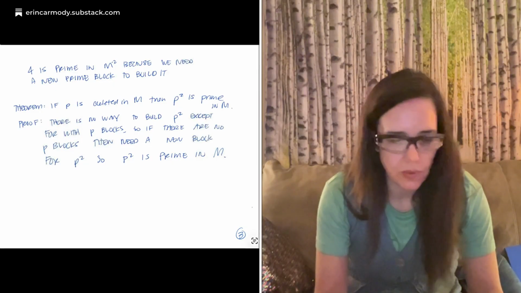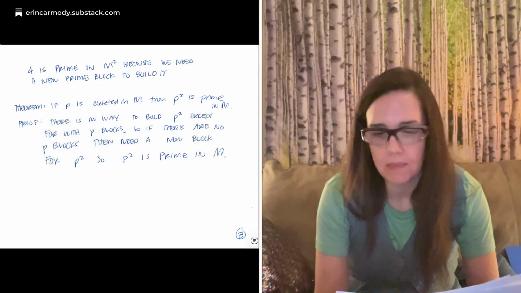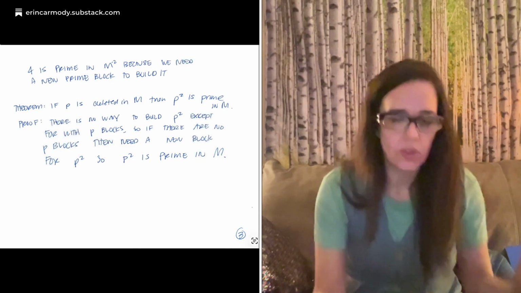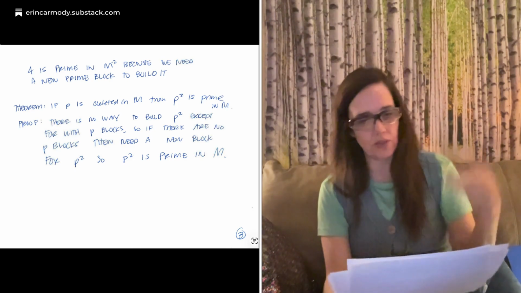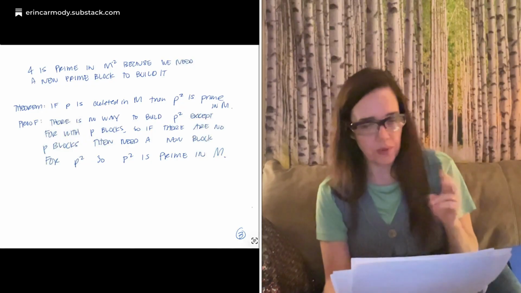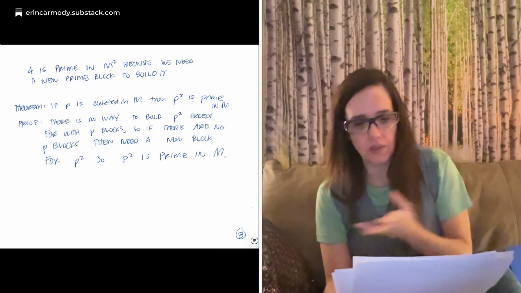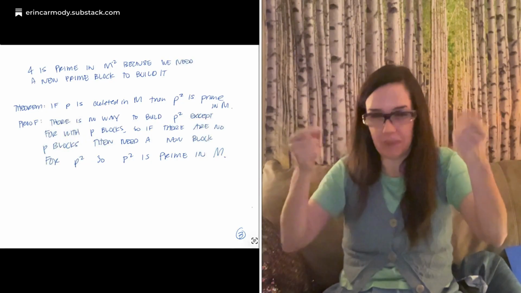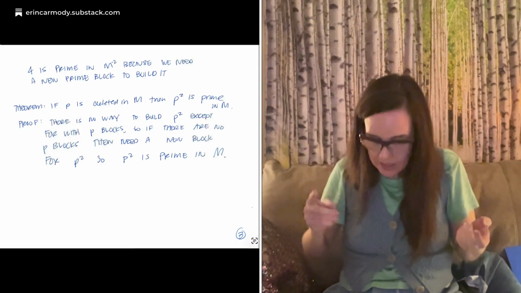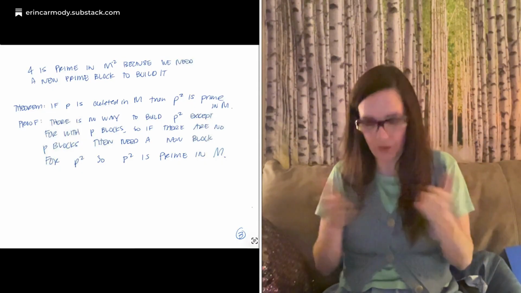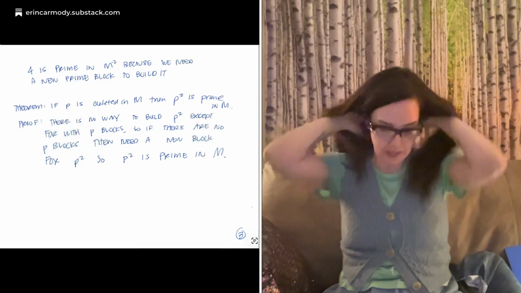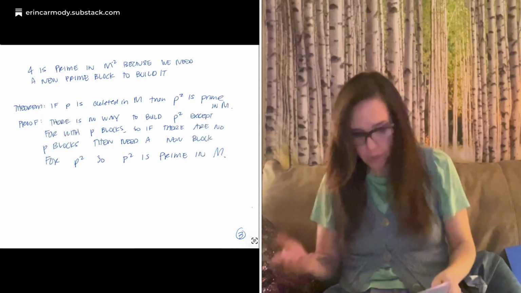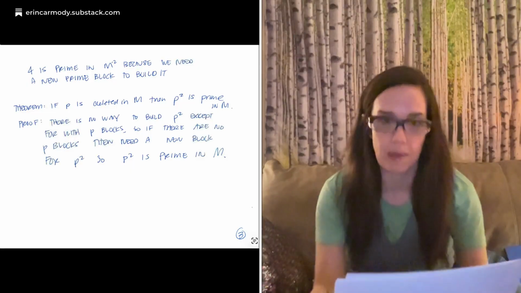A theorem would be like: if P is deleted in M, then P squared is prime in M. So when you delete P, then P squared becomes prime, just like the 2-4 case. And the proof-ish: there's no way to build P squared, because P squared is just P times P, so there's only one way to build it. So if you don't have the P in the first place for a base, then you need a new prime block. There's no P block, so P squared has to be prime in M.